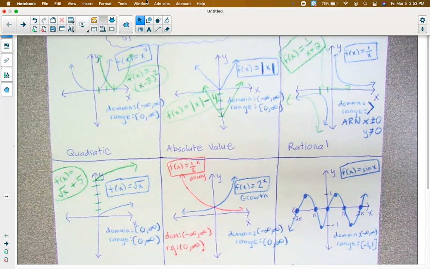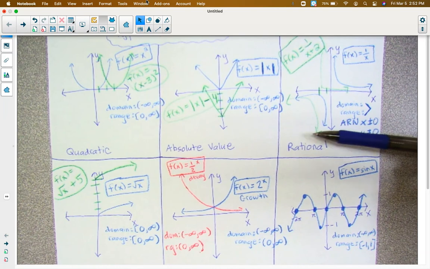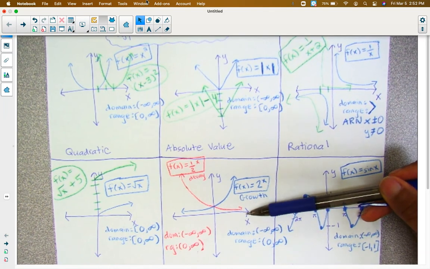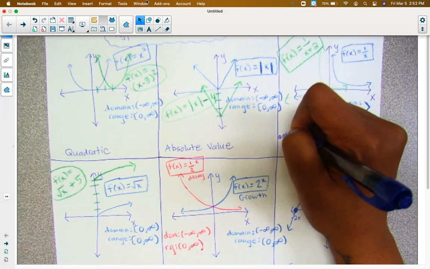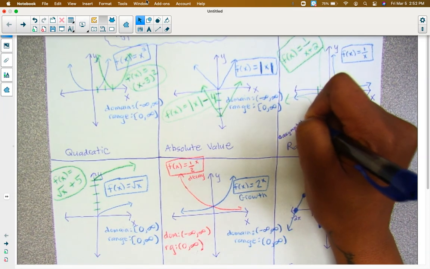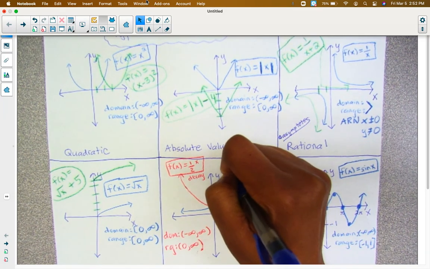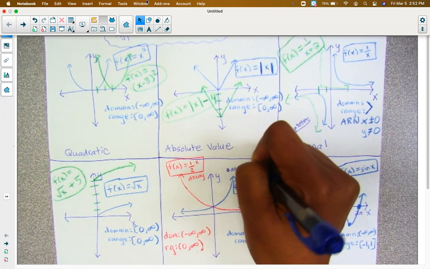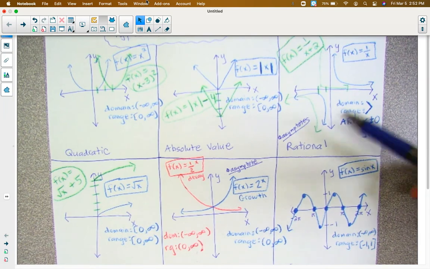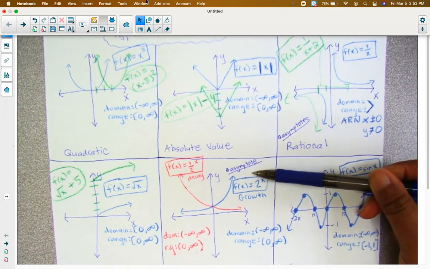I also want to make a note that 2 of these functions have asymptotes. A rational and an exponential function both have asymptotes. So I'm going to write that in this box. So this one has asymptotes. And our exponential function also has an asymptote. So that would be a commonality that both of these functions have in common.